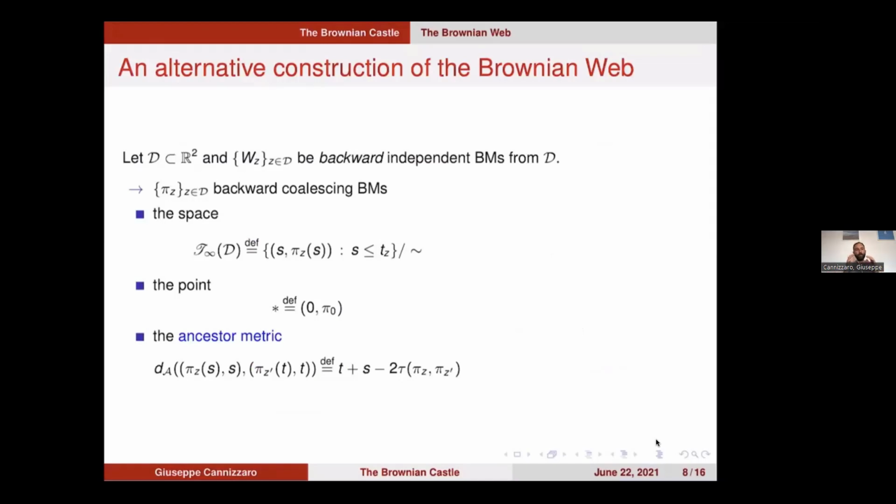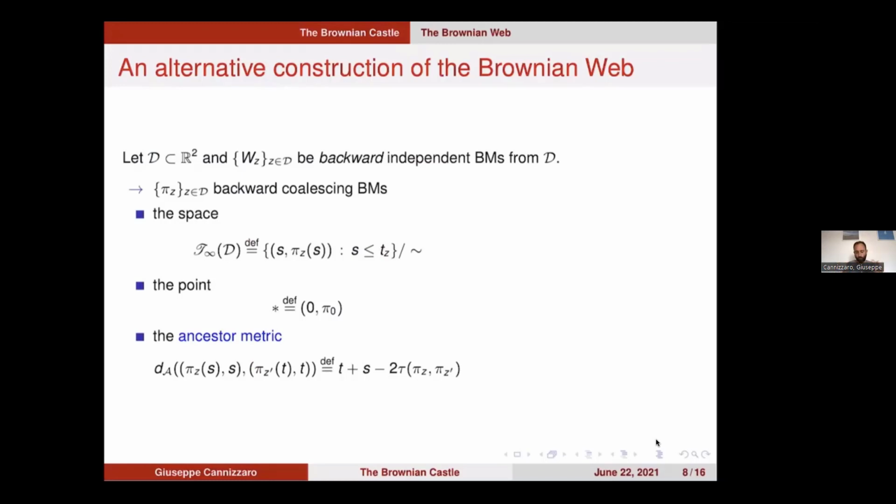So what is the point here? On the one hand, we want the Brownian web in terms of paths that live on R2, because our process of the Brownian Castle is going to be indexed by R plus times R. On the other hand, we want to keep track of the coalescence times or the coalescence structure, so in particular, the ancestral distance between any points in the web. So what we do is the following.